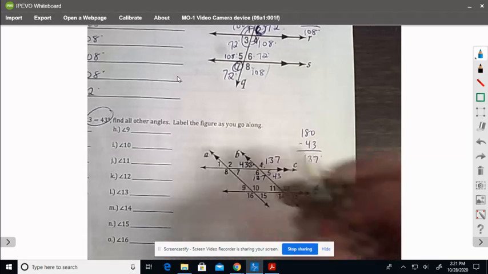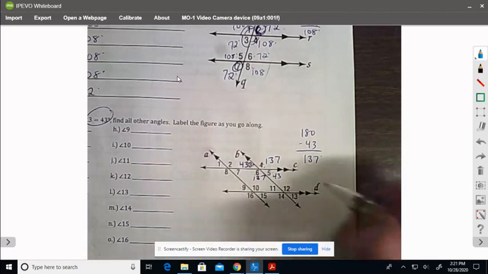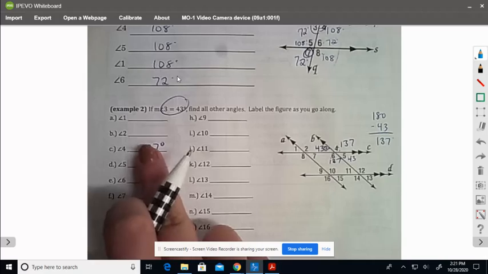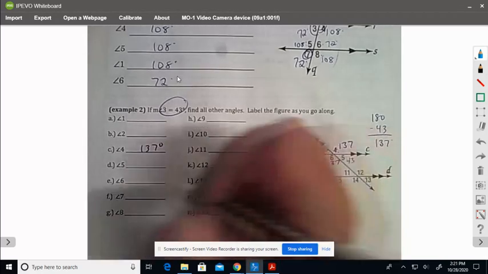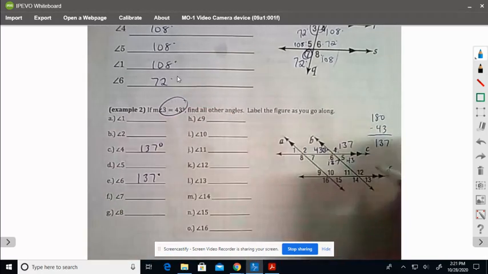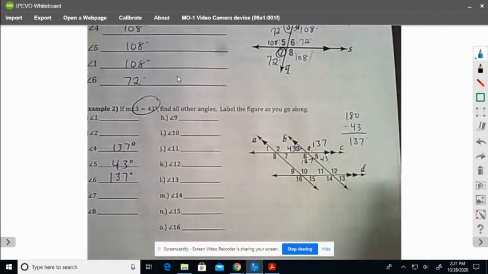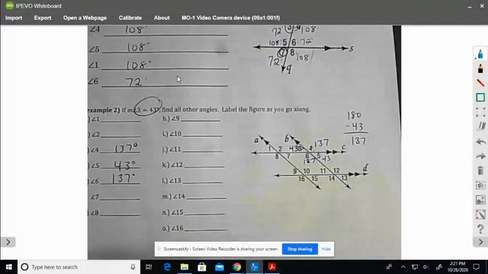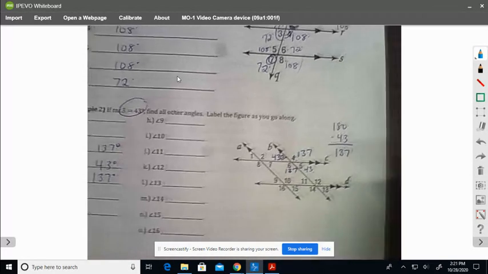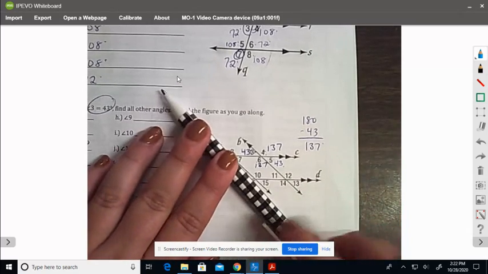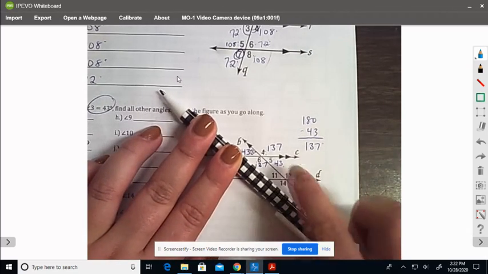So I'm going to go ahead and label those. So angle 4 is 137. And make sure you have a little degrees there, okay? It is an angle. Angle 6 is 137, and angle 5 is 43. Now I need to move around here and start to find some other things. So I'm just going to stick with what's simple. I'm going to look just at this transversal that I'm already on, okay?